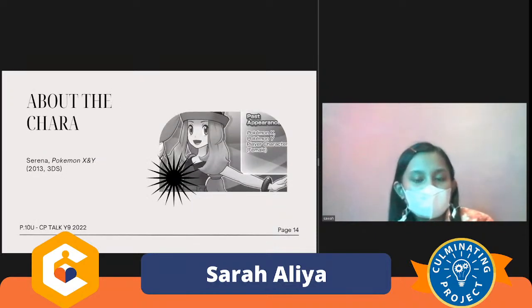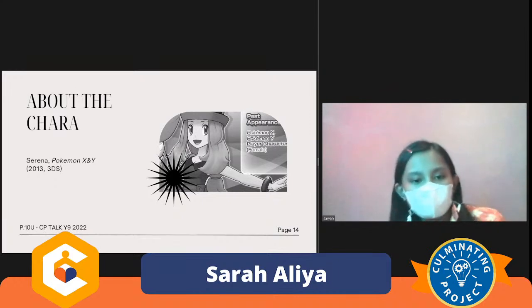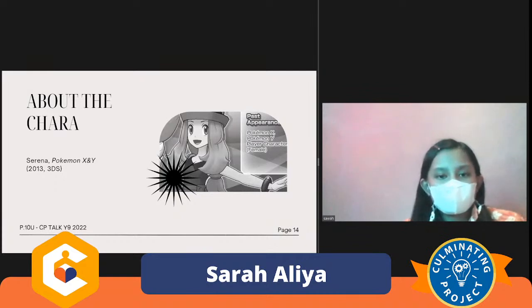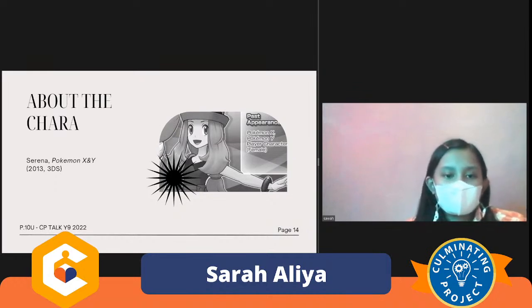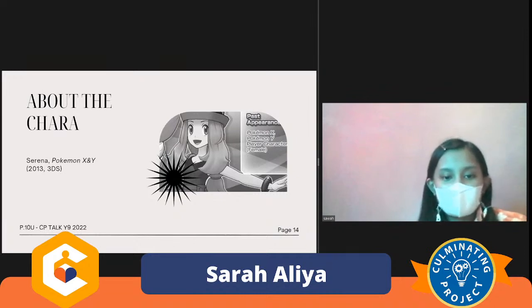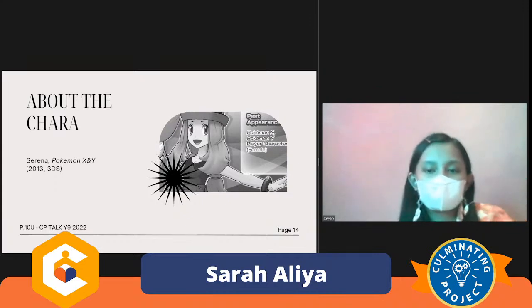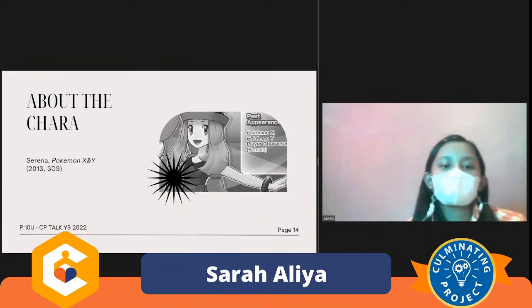The character that I chose to make my costume from is Serena from Pokemon X and Y. The reason why I chose her is because some dialogue she has in the game says that she's a fashionista. For example, she says that when she was traveling around Kalos, where the game is based on X and Y, she wanted to go to every boutique there is, and she also has a sort of ability that lets her deduce information about people based on their fashion choices.